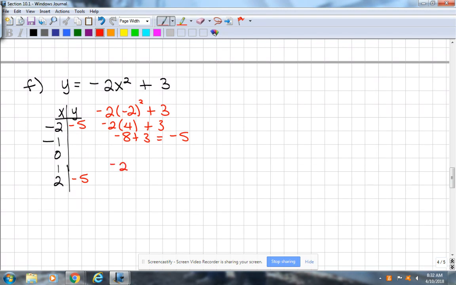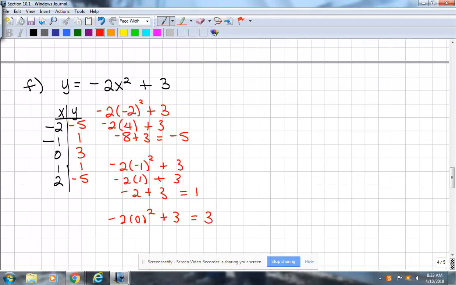Then I plug in a 1 or a negative 1. What's negative 1 squared, Tyler? Yep. What's negative 2 times 1, y'all? What's negative 2 plus 3, y'all? 1. So that's 1, that's 1. And then I do my 0. What's that going to be? 3, because all that makes 0, and 0 plus 3 is 3.